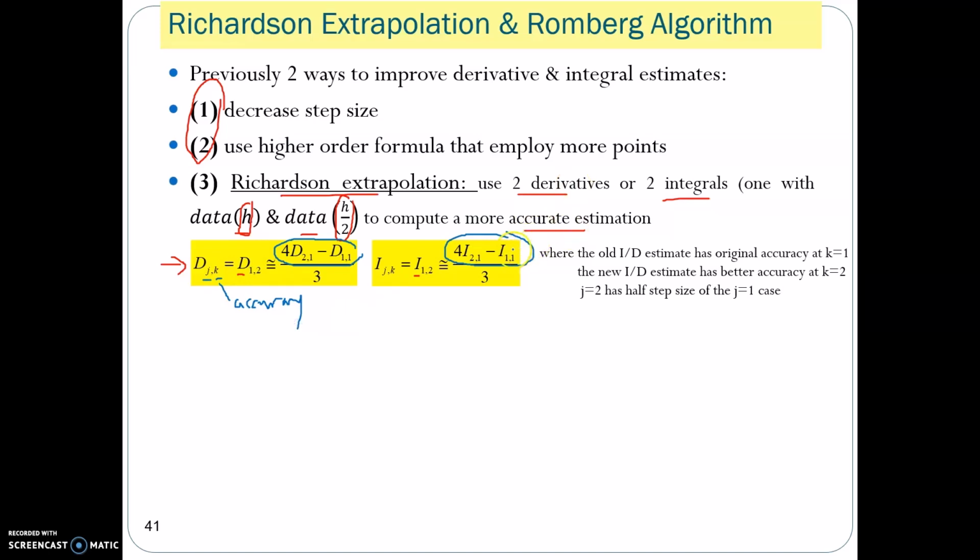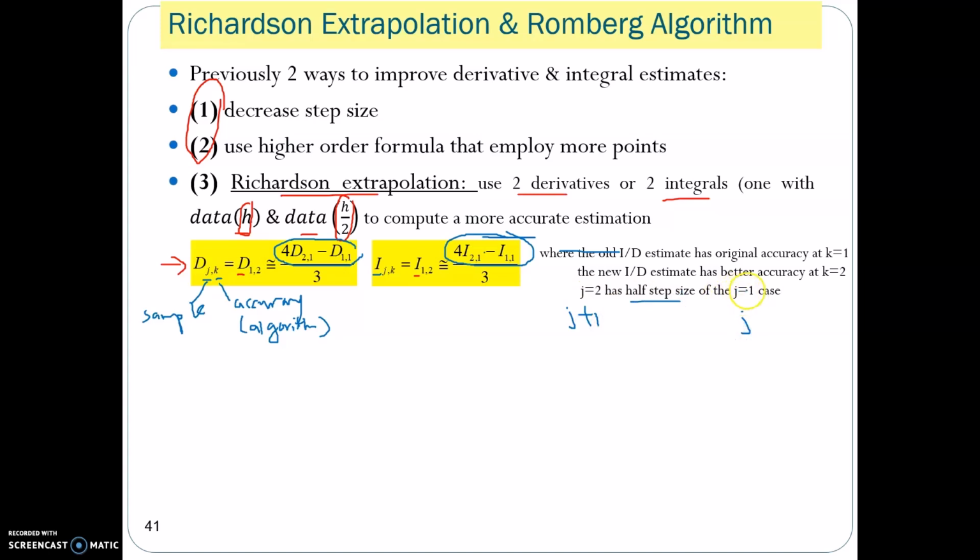For example, if you solve the integration by using the trapezoidal rule, the error will be O(h^2). Both of these numbers have k equal to 1, therefore they have the same accuracy in terms of the algorithm. The j number here means the sample of the derivative or the integration. Besides that, j plus 1 will always have half the step size of j.